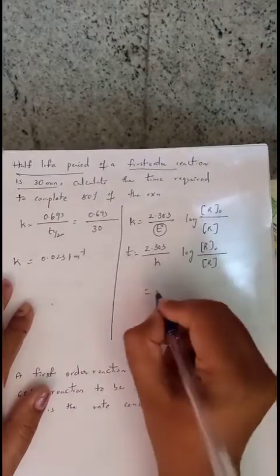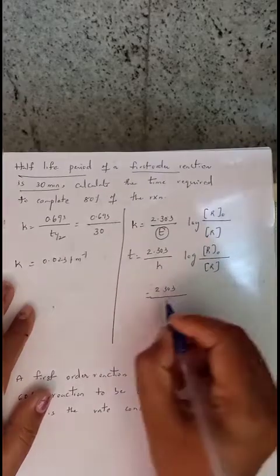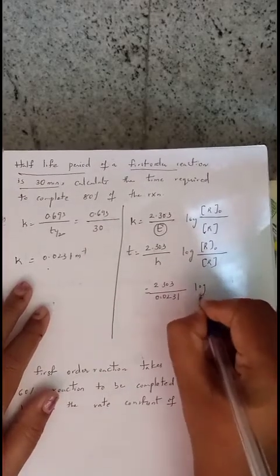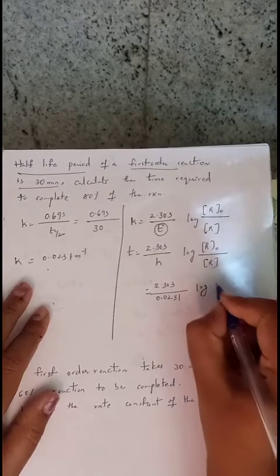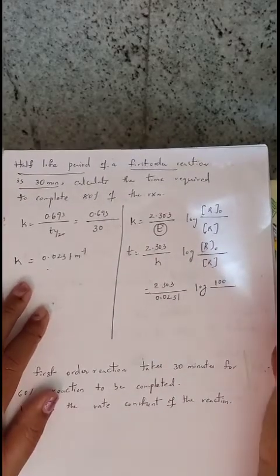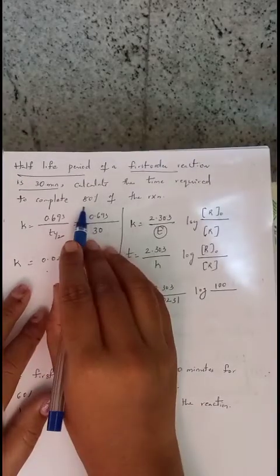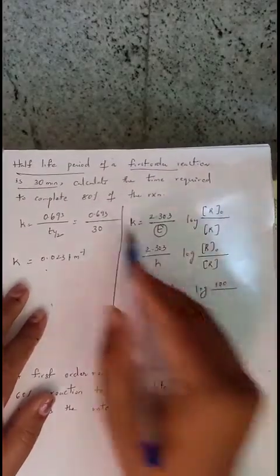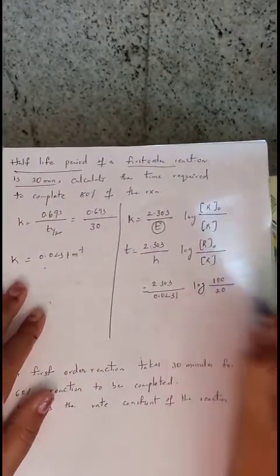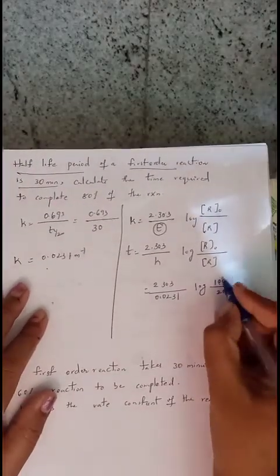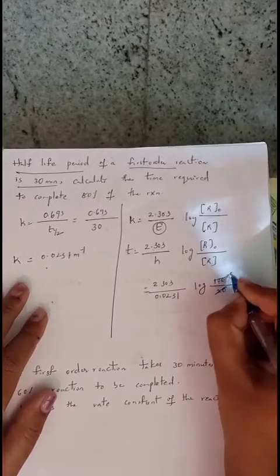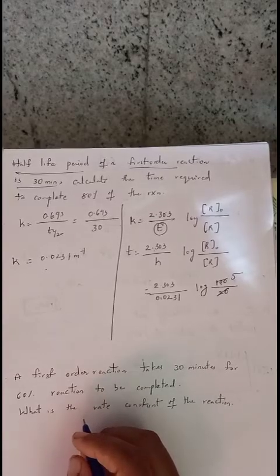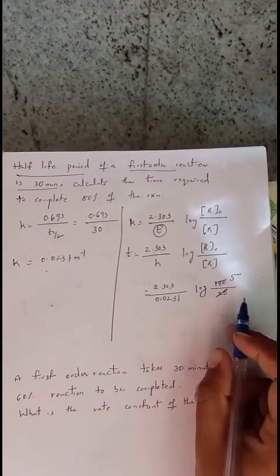Now, 2.303 divided by the K value we know, 0.0231, into the log value. The initial concentration will be 100% for reactants. Whenever it participates in the reaction, its concentration is reduced by 80, then the remaining concentration is 20. 100 minus 80 is 20. The final concentration of reactant is 20. 100 divided by 20 is 5 divided by 1. The log 5 value you want to find out. I already told you how to find these log values.